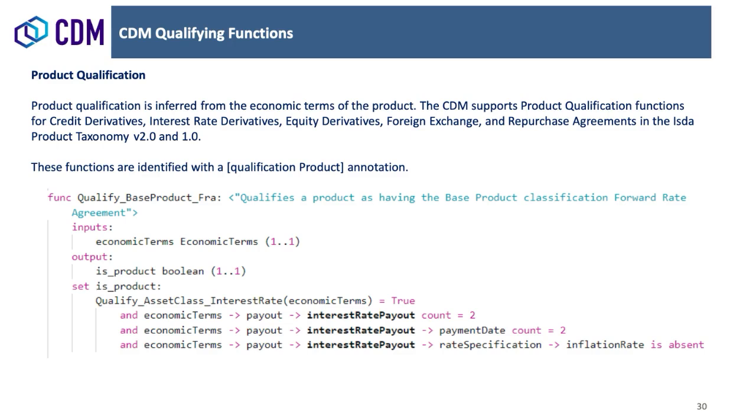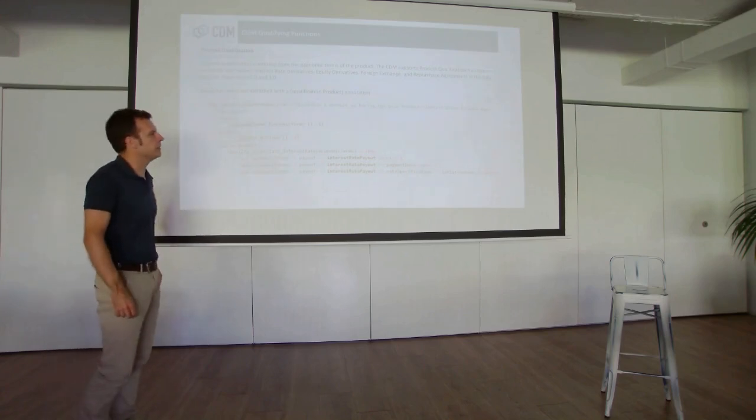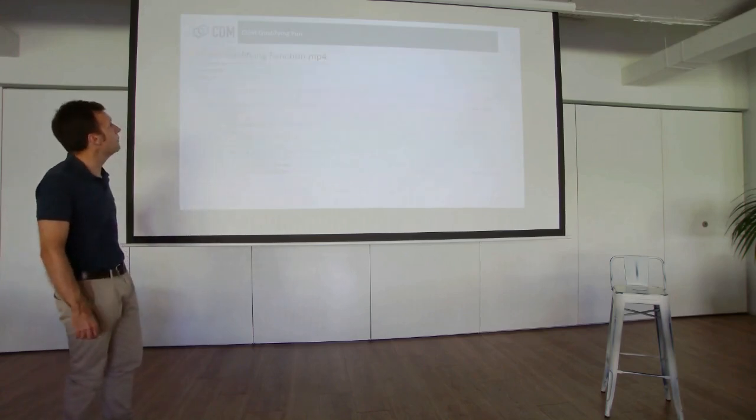And if it has 2 interest rate payouts, and it has 2 payment dates, and if there is no inflation rate, and it's an interest rate payout, it will be classified as a FRA. So I have a set of functions there that will classify the product. Again, I'll just give you an example, just to show the demo.